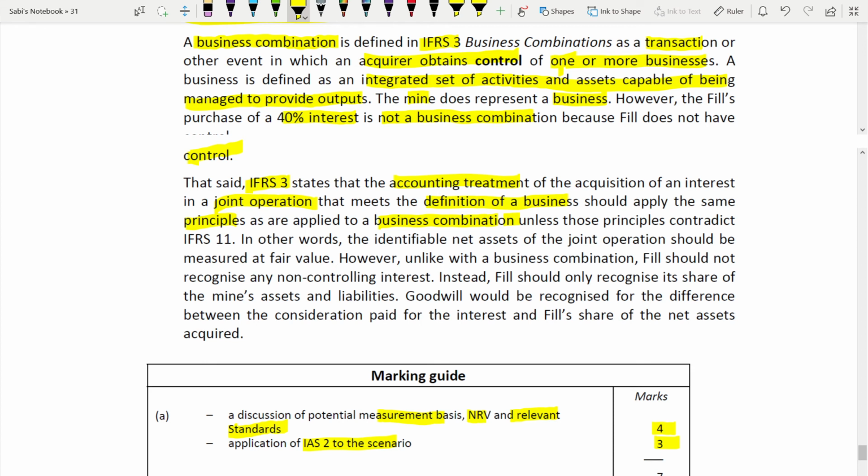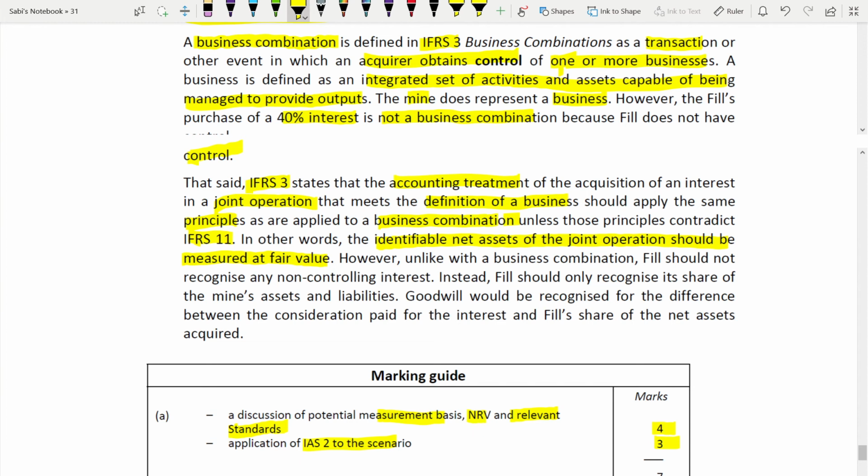That means if some principles under business combination in IFRS 3 are going against IFRS 11, then you cannot use them. Preference has to be given to IFRS 11 first. Okay. In other words, identifiable net assets of the joint operation should be measured at fair value. These things you have to write because according to IFRS 3, if it is proven that it's a business, you have to calculate the following things: net assets, goodwill, NCI. Of what? Of the joint operation, because this is a joint operation. So identifiable net assets of the joint operation should be measured at what?